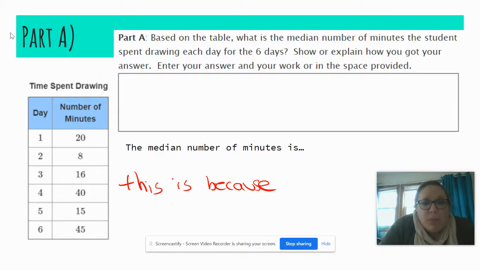Okay, based on the table, what is the median number of minutes the student spent drawing each day for the 6 days? So as you guys remember, last week when we talked about median, it's the middle number. Let's make some notes up here. It's the middle. And we need to put numbers in order first. And then find the middle.